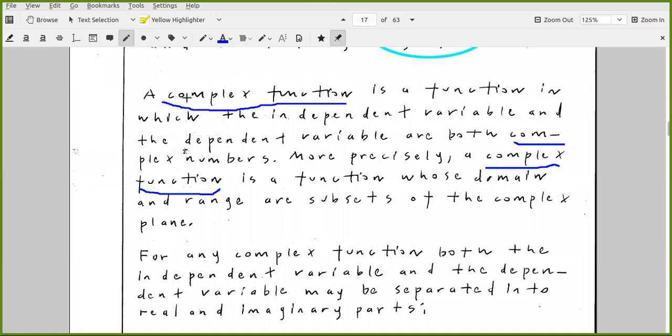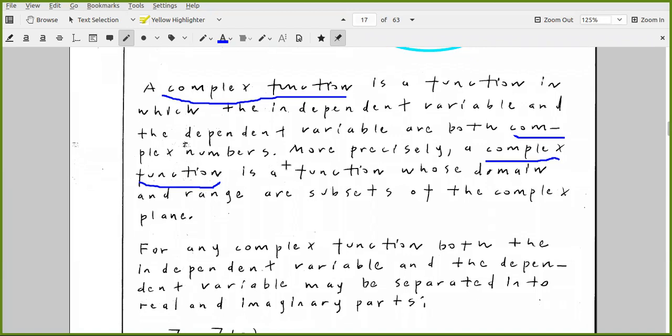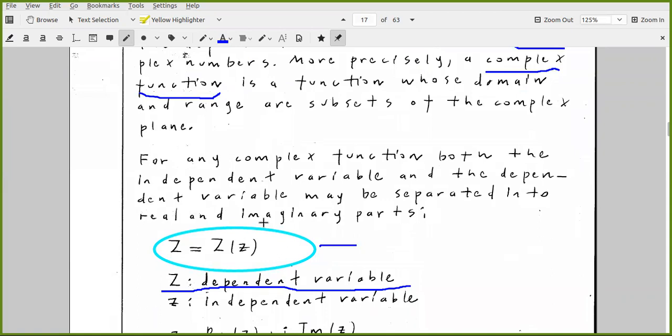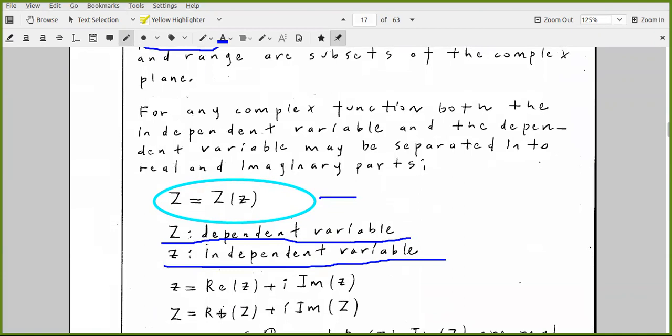And both the dependent variable for the complex function and the independent variable, lowercase z, can be resolved into real and imaginary parts. Let's say that this is the complex function, capital Z. It's a function of lowercase z. And capital Z is now the dependent variable as a function, and lowercase z is the independent variable. Thus, we have this complex function. But both have real and imaginary parts. Z can also be written as real Z plus i times imaginary Z. Now, these are real numbers, real Z and imaginary Z.